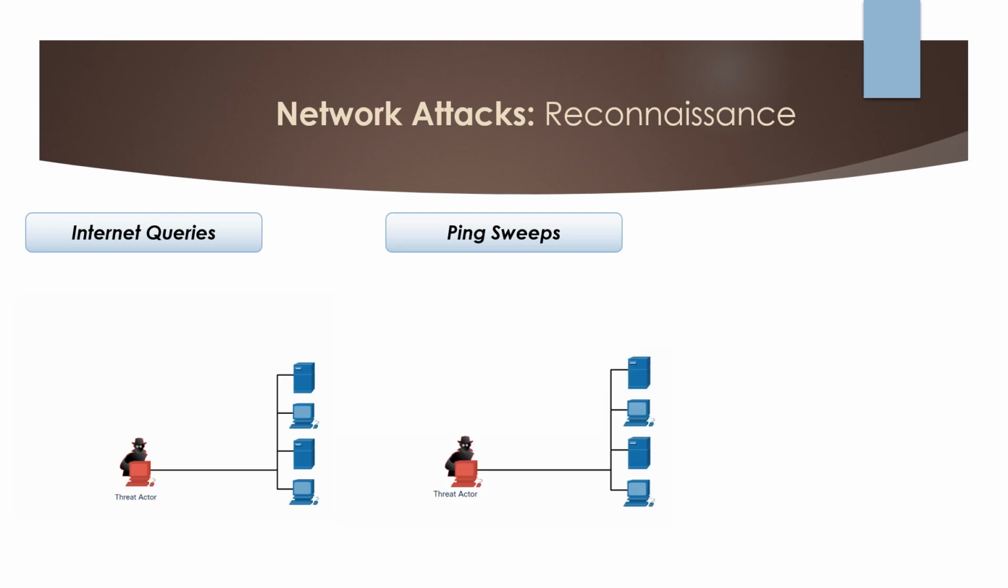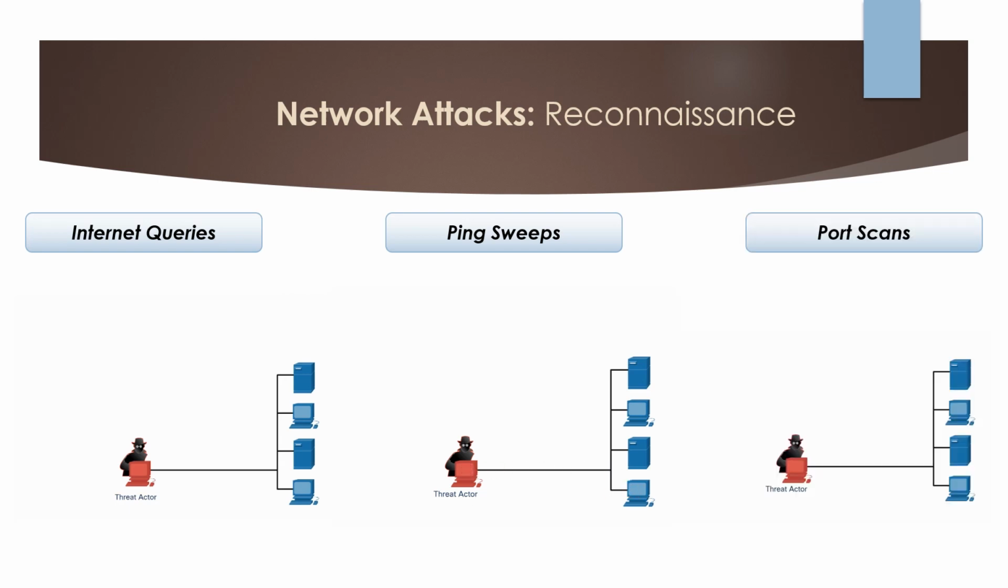With this, in this animation, you may see that the actor is initiating a ping sweep to determine which IP addresses are active. And the third tool is the port scan. Here in the animation, you will see that a threat actor is performing a port scan on the discovered IP addresses.